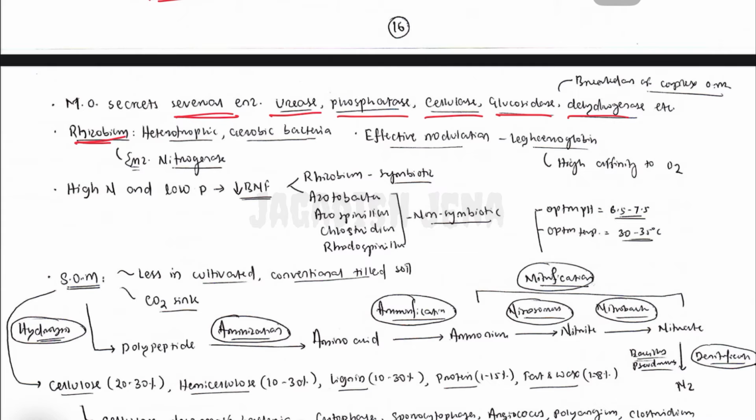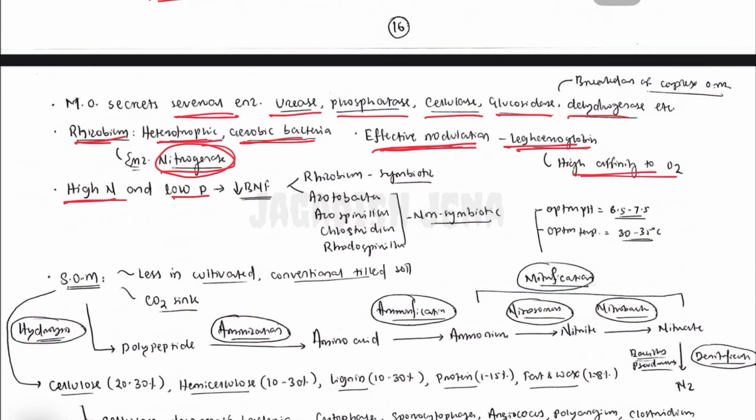Rhizobium secretes the enzyme nitrogenase. Okay, it is a heterotrophic aerobic bacteria. Rhizobium helps in nitrogen fixation, right? If we talk about effective nodulation, Rhizobium forms nodules in the root of leguminous plants. And when we call a nodule effective, it must have higher leghemoglobin content, larger diameter, and it is pinkish to reddish in color. Leghemoglobin has higher affinity to oxygen, so it is helpful in oxygen transformation.